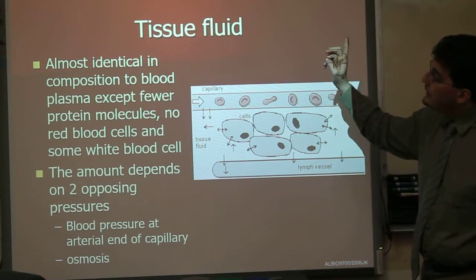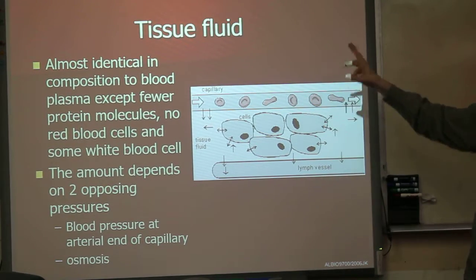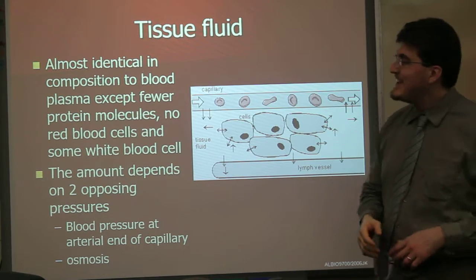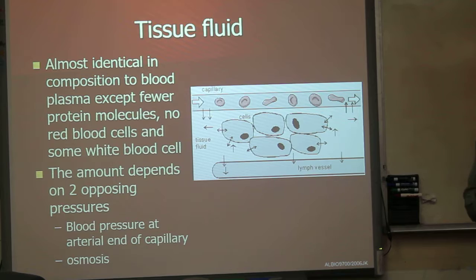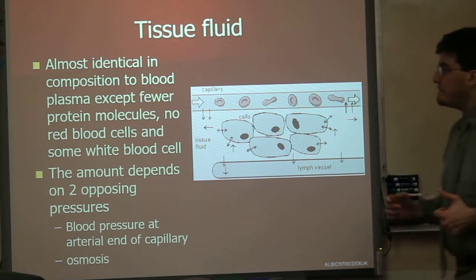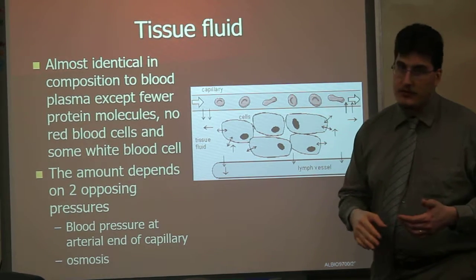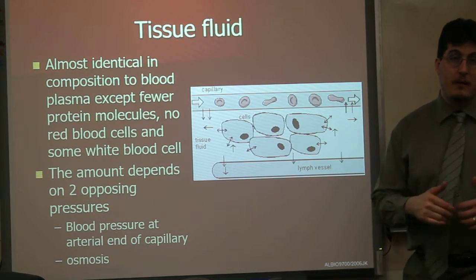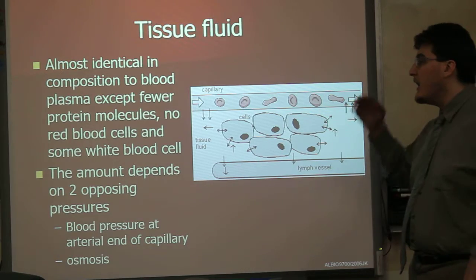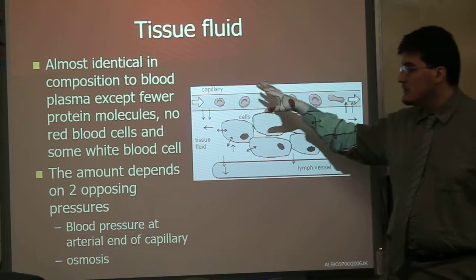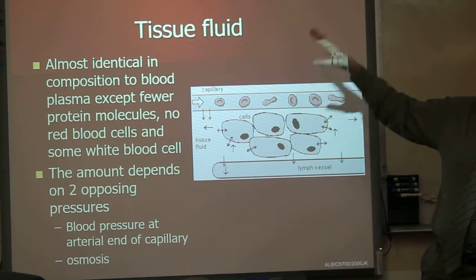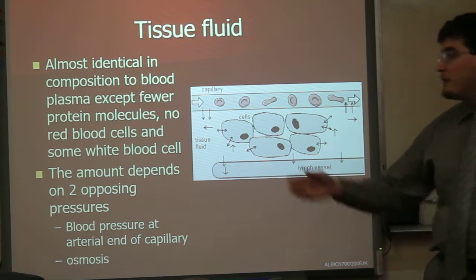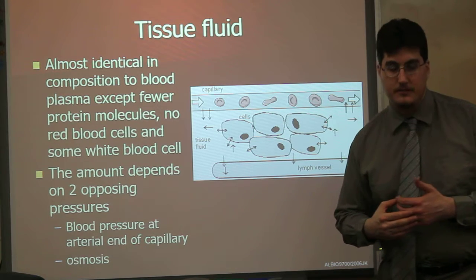Okay, so tissue fluid. Tissue fluid is almost identical in composition to blood plasma, except there are fewer protein molecules and no blood cells. There are some white blood cells because they migrated in from the blood on purpose. But how much protein and how much tissue fluid there is will depend on two opposing pressures.